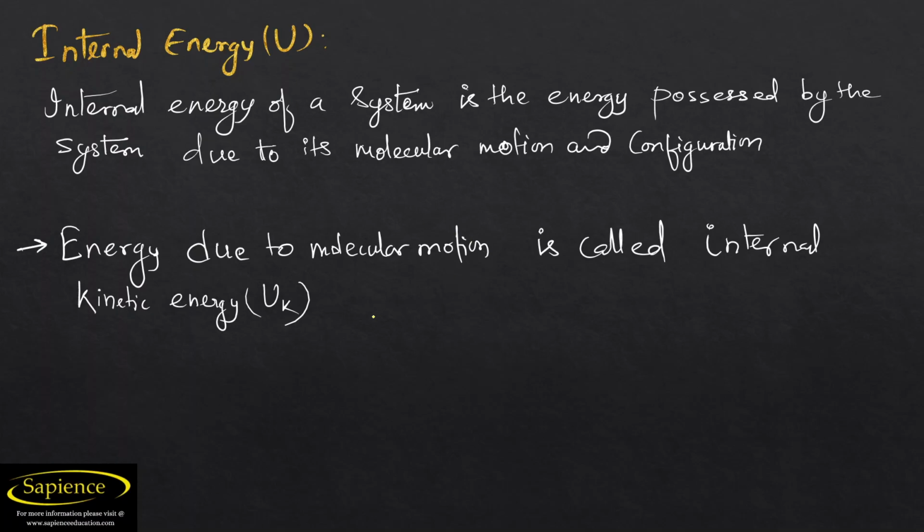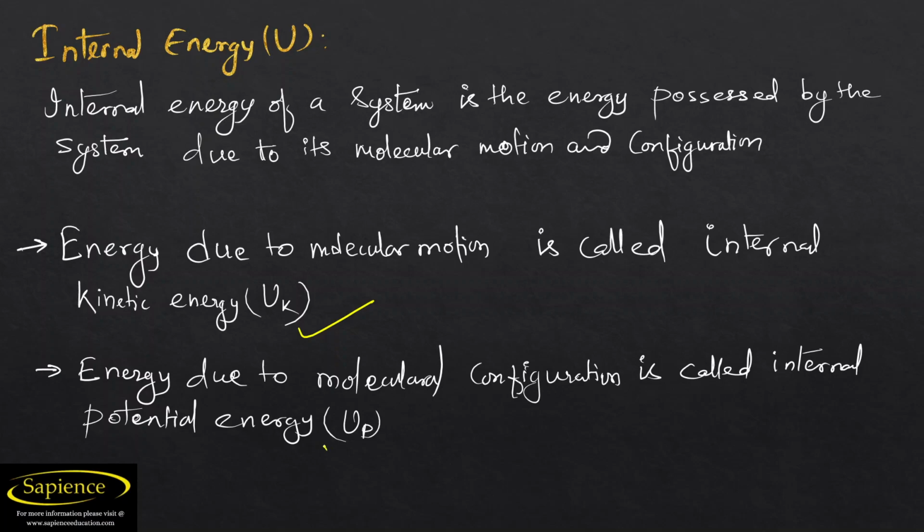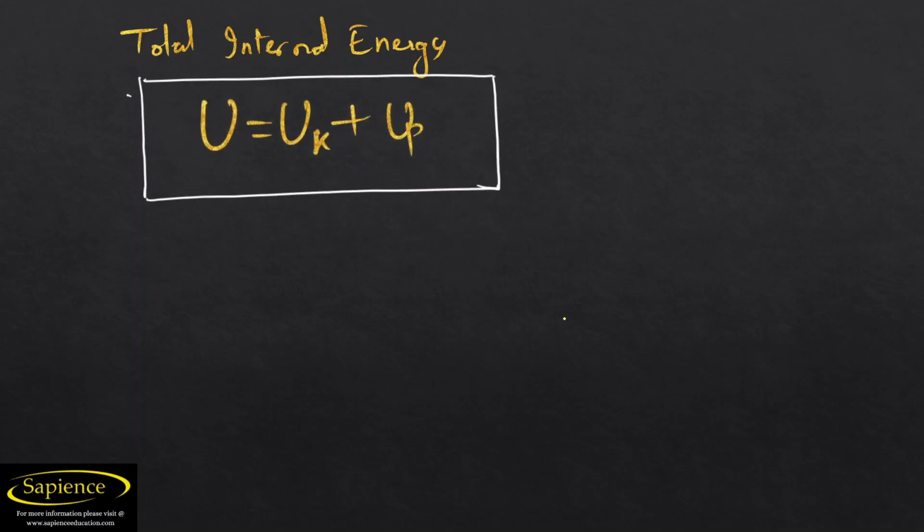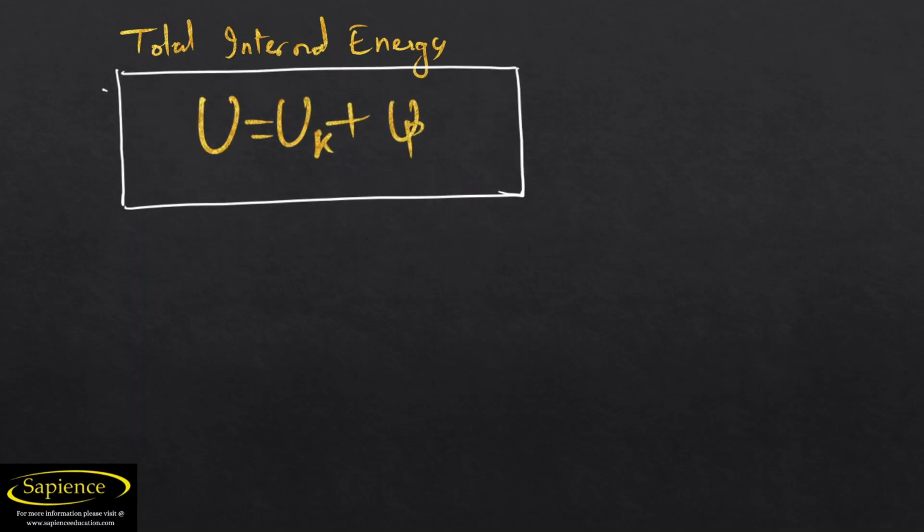Energy due to molecular motion, UK, can be represented as kinetic energy. UP can be considered as potential energy. So when we combine them, the total internal energy will be UK plus UP. I hope you have understood this.